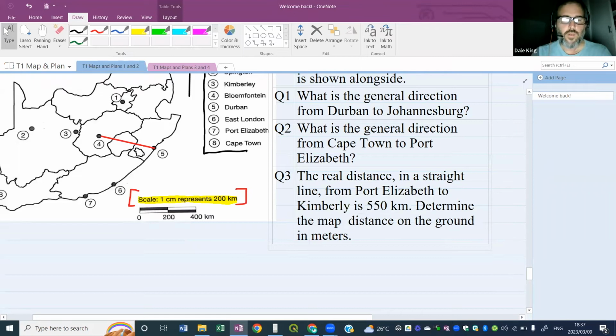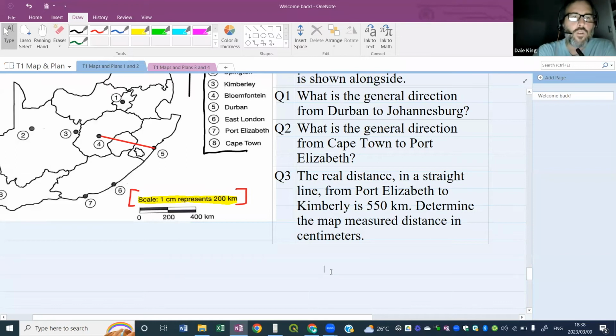Determine the map measured distance in centimeters. Okay, let's read the question. The real distance in the real world in a straight line from Port Elizabeth to Kimberley is 550 kilometers. Determine the map measured distance in centimeters. They want to know if you take your ruler and put it between Port Elizabeth and Kimberley, what will the centimeters read? Because in the real world, it's 550.